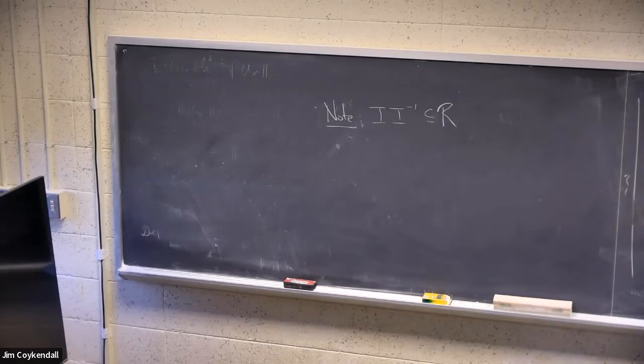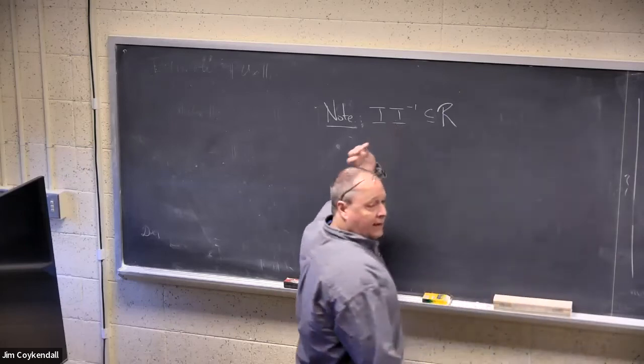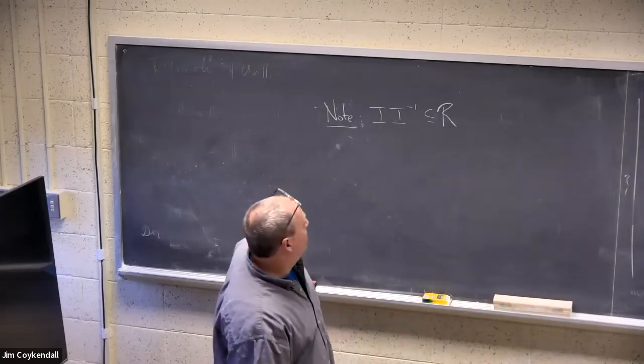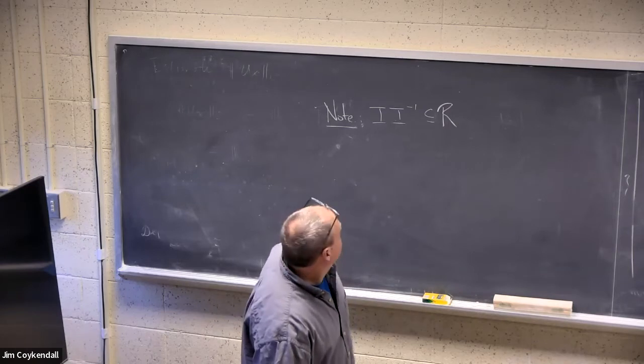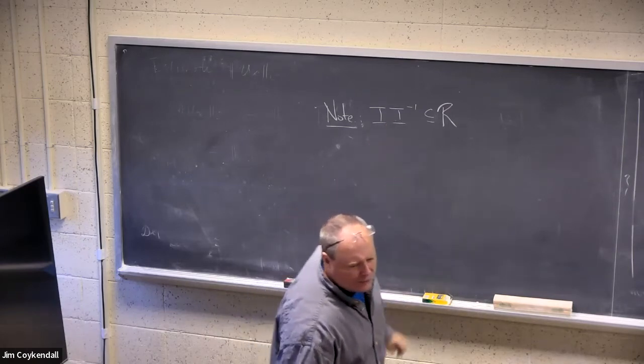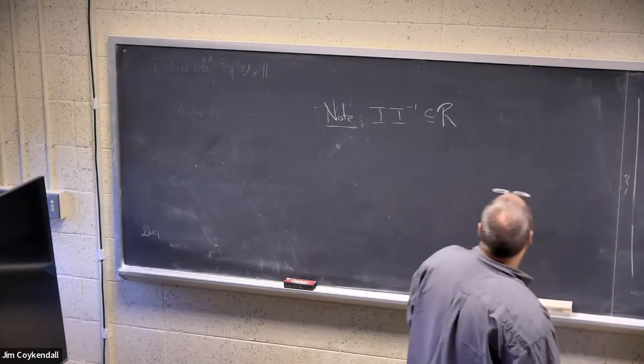We note here that when you multiply I times I inverse, well, that should be a module, right? It's the sum of all products alpha beta, where alpha lives in I and beta lives in I inverse. But check this out. If X is in I inverse, multiply by anything in I, it lands back down in R. So in fact, this is always contained inside of R, and it's also an R module. By the construction of I inverse, this is always the case.